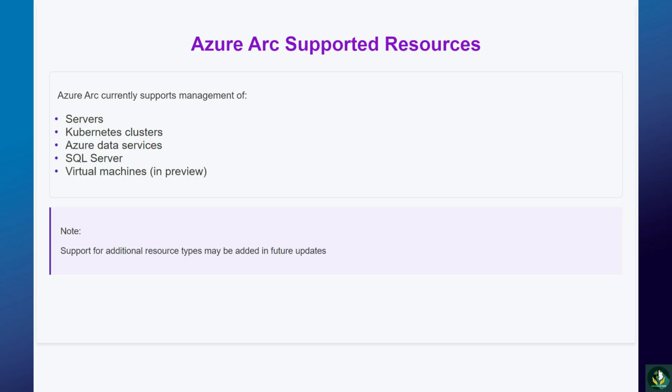Azure Data Services. Azure Arc enables the deployment of Azure Data Services on any Kubernetes cluster. This includes services like Azure SQL Managed Instance and Azure PostgreSQL Hyperscale, allowing organizations to run these managed database services in their environment of choice while still benefiting from Azure's management capabilities.